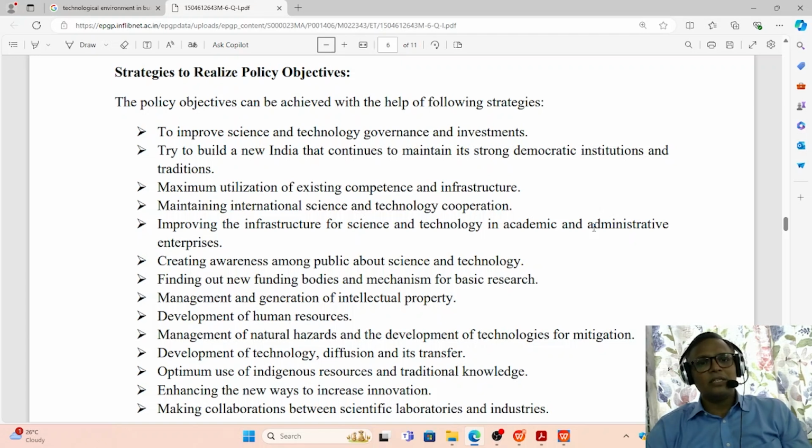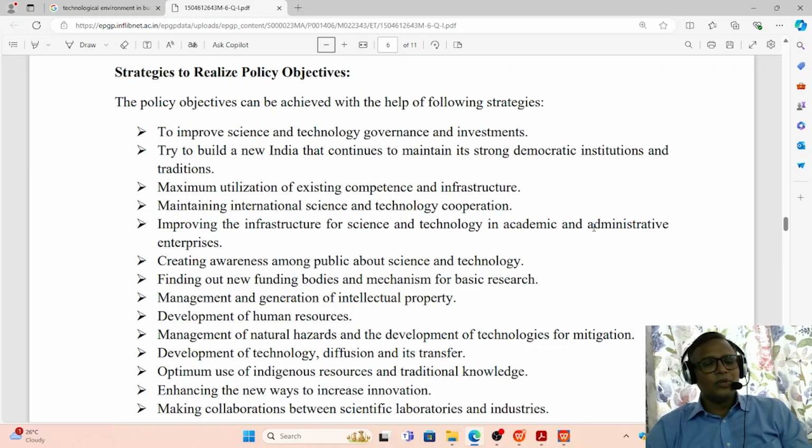The second point says that for the new India, for the better India, for the digital India, we have to make very strong democratic institutions and traditions. That means good, disciplined, governed institutions should be there, either public or private, which are more technically sound and where more organized and system-based control things are there.